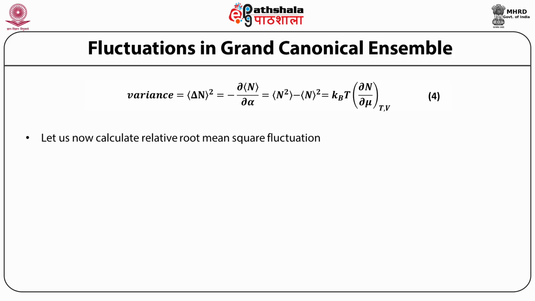Let us now calculate the relative root mean square fluctuation, that is, the square root of the mean value of delta n squared divided by the mean value of n, that is, the square root of the variance divided by the mean value of n, which is equal to the square root of kBT multiplied by the partial derivative of n with respect to mu at constant T and V, divided by the mean value of n.